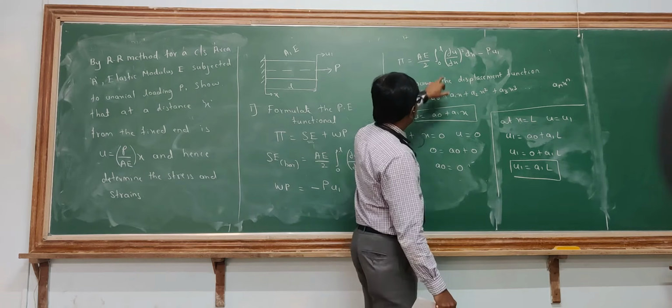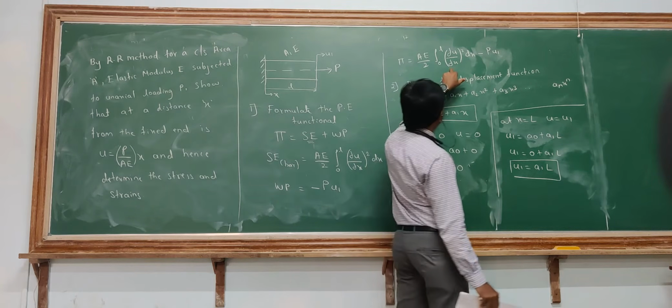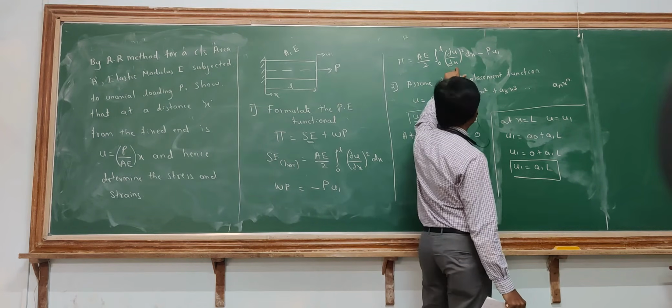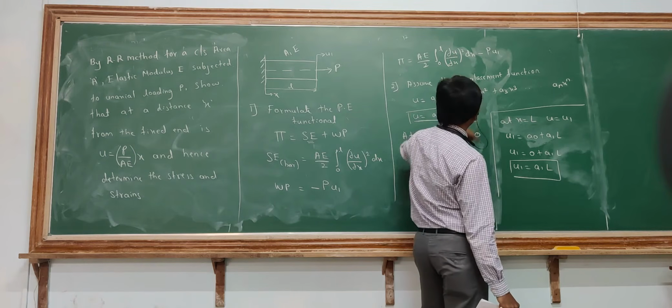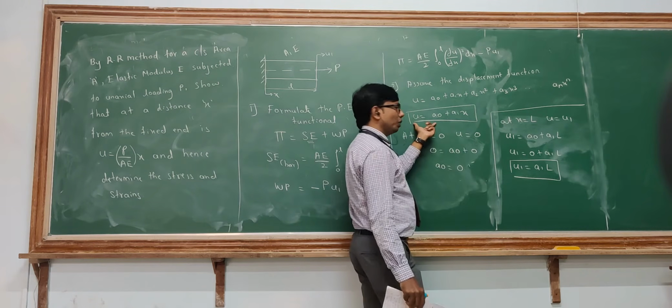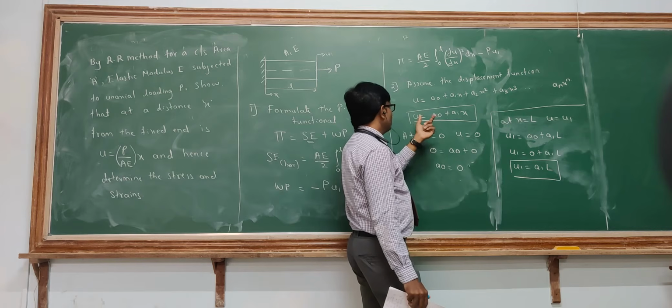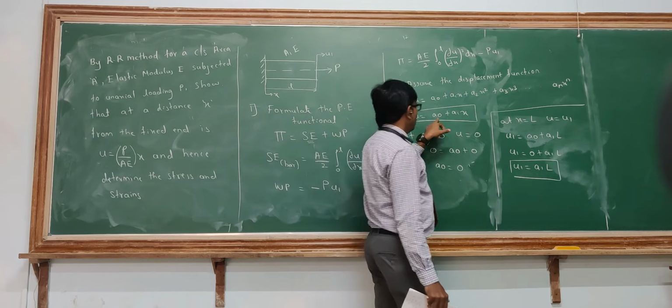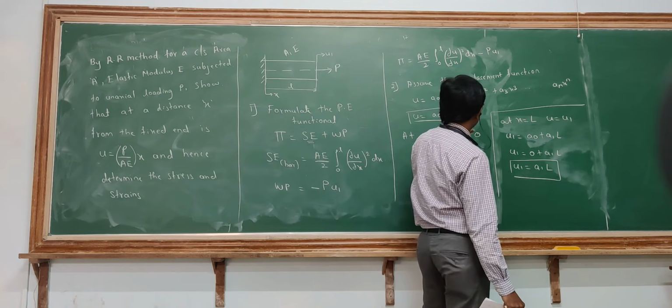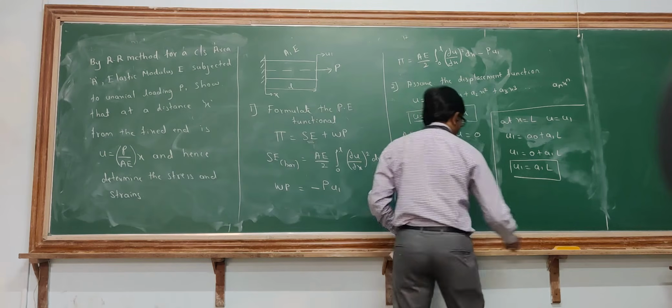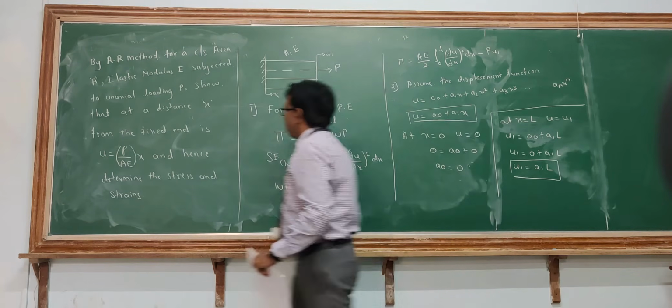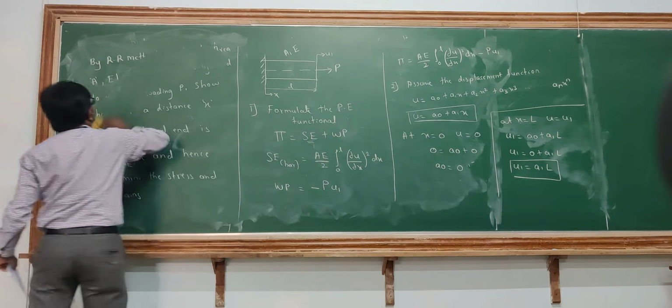If you see this potential energy functional equation, there is one more term called dou u by dou x. It is nothing but the partial differentiation of u with respect to x. So if you see u here, a naught is already 0, so we remain with a1 x. So I will solve that also.